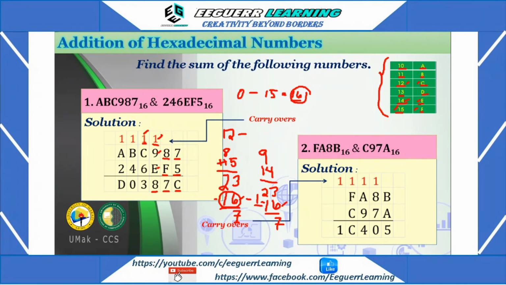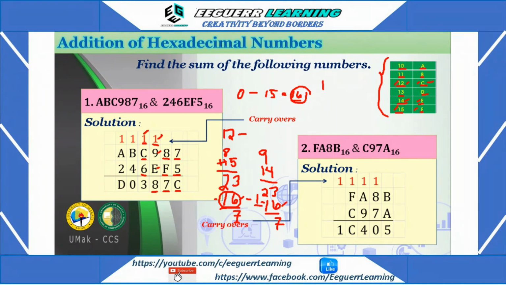And we continue adding 1. We stand by the 1 for a while, then we just proceed with C plus 6. C is 12. C is 12 here in our table, 12.